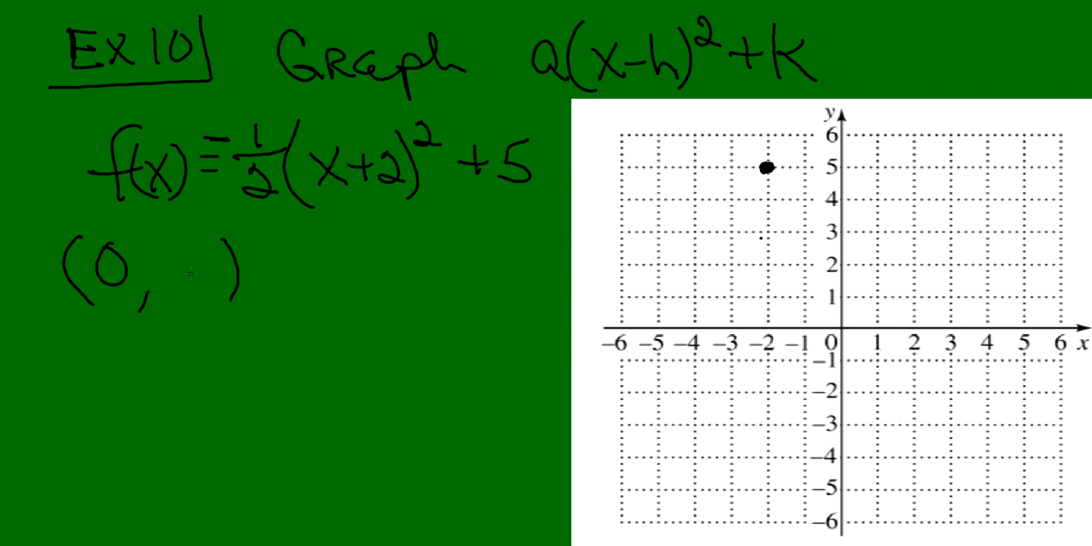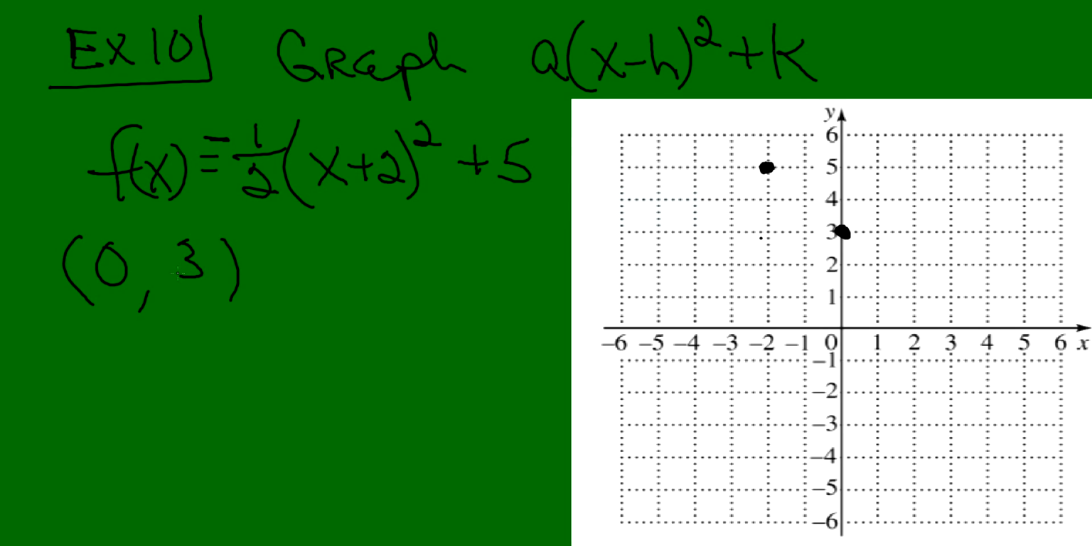All right, so here we go. When x is 0, y is going to be, let's see, 2 squared is 4, and 4 times negative 1/2 is going to be negative 2. And negative 2 plus 5 is 3. So that means my y-intercept is at 3 here. Okay, so I got (0, 3).